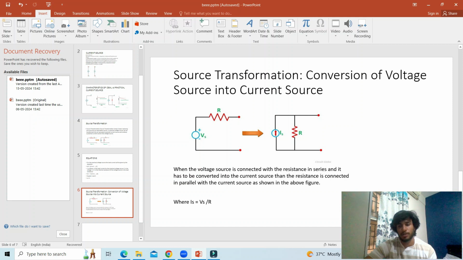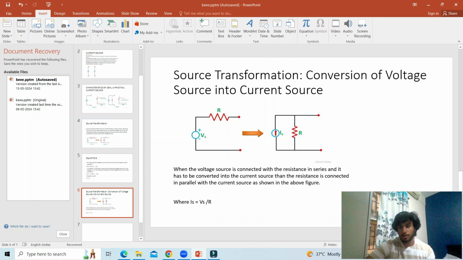So a practical voltage source with voltage V and internal resistance R is converted to a practical current source with current I, and the resistance connected in parallel is equal to the internal resistance of the voltage source. This is the circuit diagram. When the voltage source is connected with the resistance in series, it has to be converted into the current source, and the resistance is connected in parallel with the current source, as shown in the diagram. This is represented as IS, the current, equal to the voltage divided by the resistance.